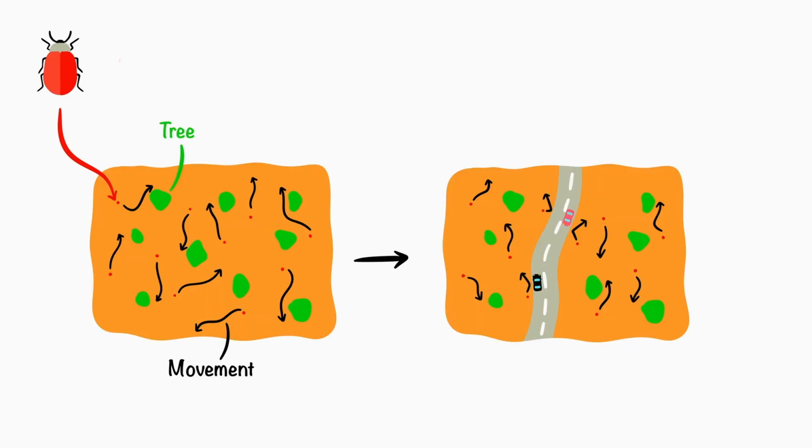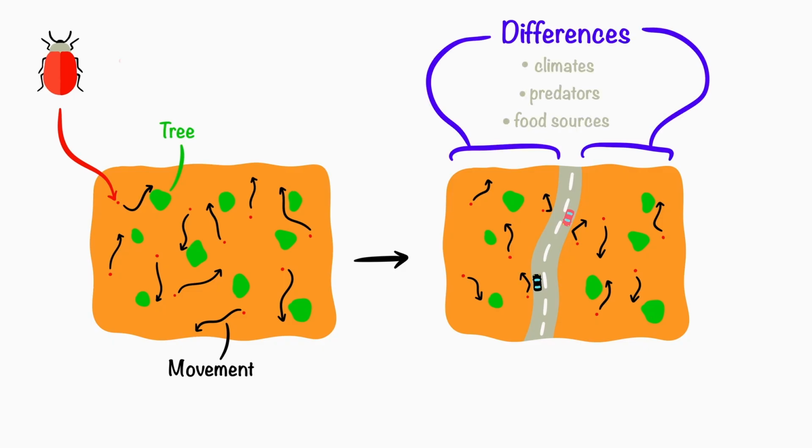Imagine a population of beetles living in a forest that gets split by a new motorway being built right through the middle. The beetles on one side can no longer mate with the beetles on the other side because they simply can't cross the busy road. This physical separation is the first crucial step towards speciation.